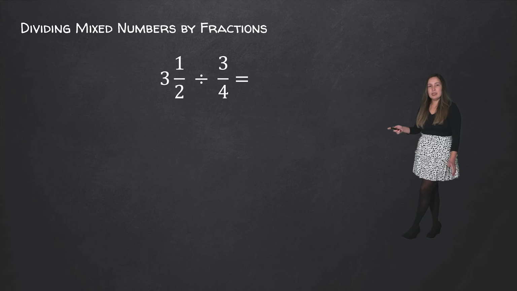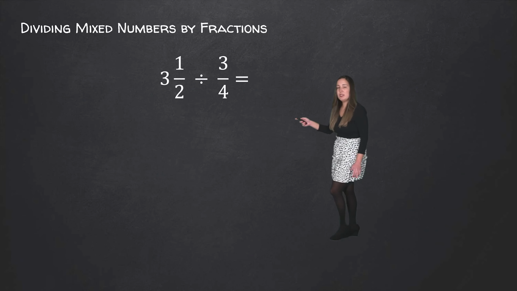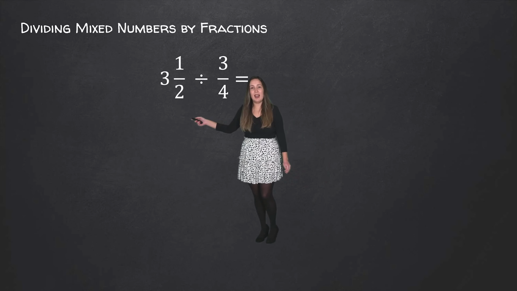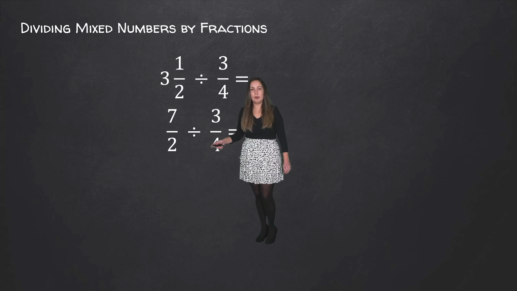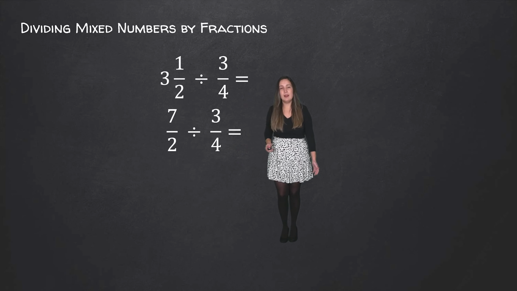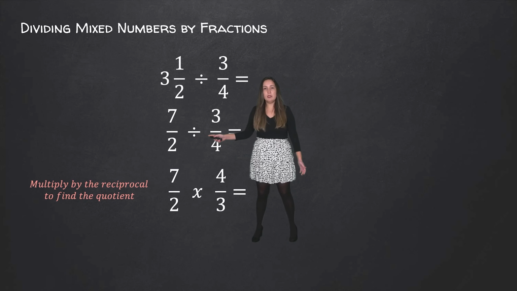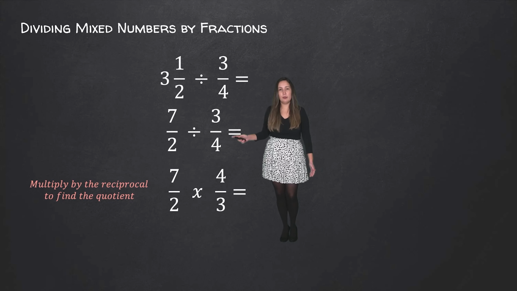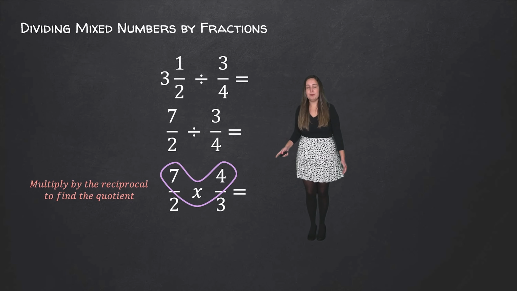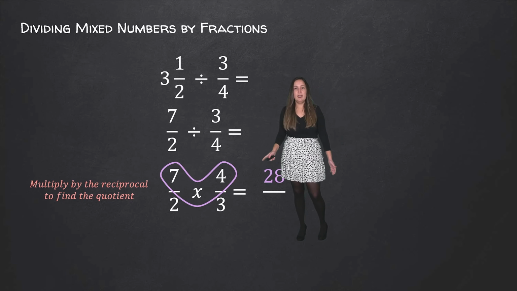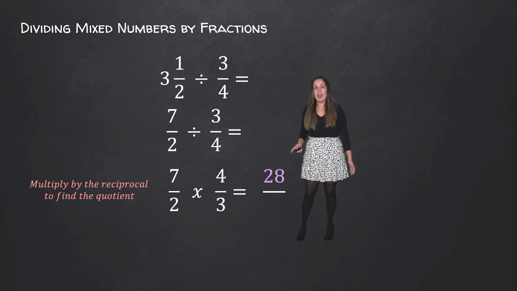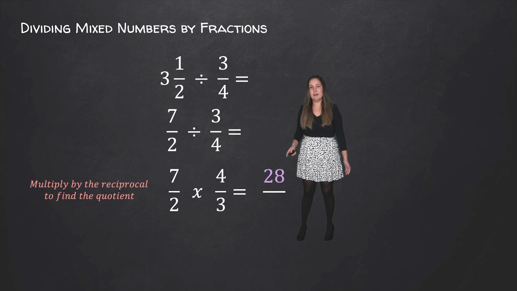Now, if we didn't have our model, we would have to take the mixed number, which is 3 1/2, and write that as an improper fraction, which is 7/2 divided by 3/4. Then we would have to take 7/2 and multiply it by the reciprocal of 3/4, which is 4/3. So 7 times 4 is equal to 28, and then 2 times 3, which are our denominators, give us 6.